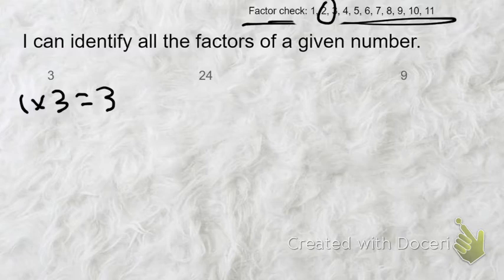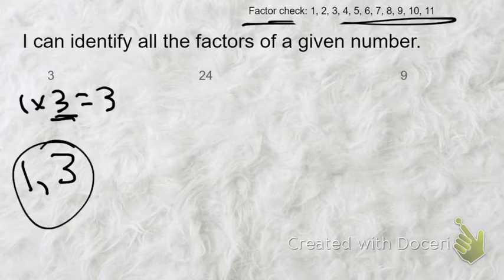And then I find myself already at the 3. Well, I already have a 3. It's right here. So my only factors for the number 3 are 1 and 3. And I'm going to write it just like that. I'm going to write a 1 and then a comma and then my 3. And that's my answer. Those are all the factors for 3.